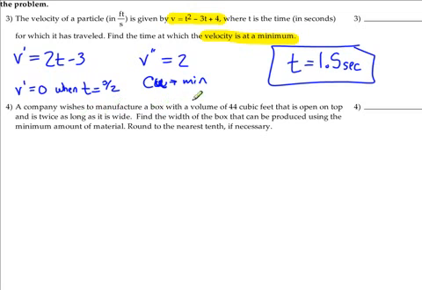A company wishes to manufacture a box with a volume of 44 cubic feet. It's open on the top. It's twice as long as it is wide. Find the width of the box that can be produced using the minimum amount of material, rounded to the nearest tenth if necessary. So let's draw us a little box here so that we can label it and organize information.